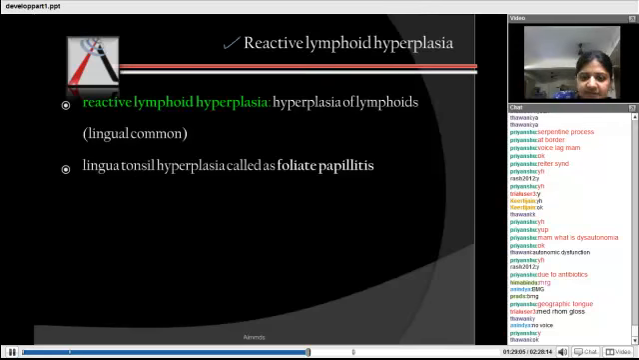Then we have reactive lymphoid hyperplasia, which is self-explanatory, you can understand from the word. It's hyperplasia of the lymphoid tissue. And more commonly, it's the lingual lymphoid follicles that are involved. Lingual tonsil hyperplasia is also called foliate papillitis. Just get familiarized with this term.